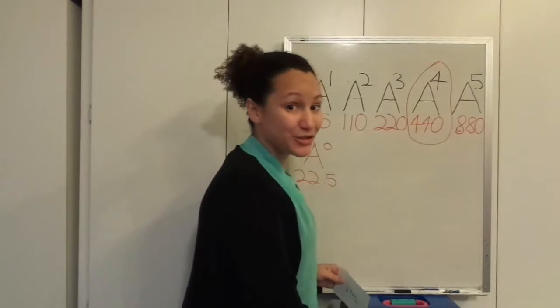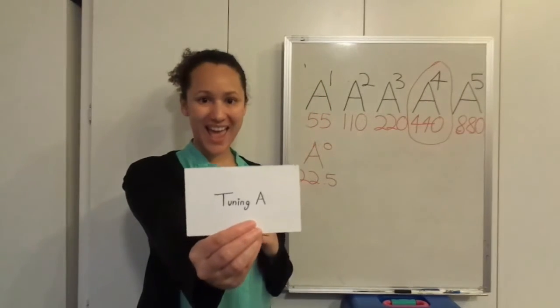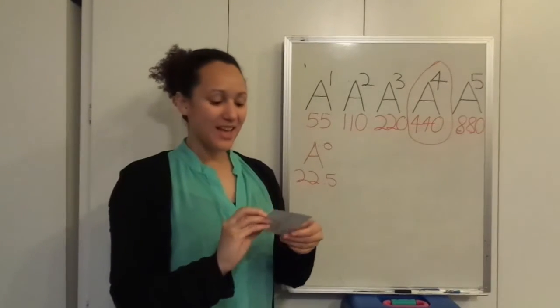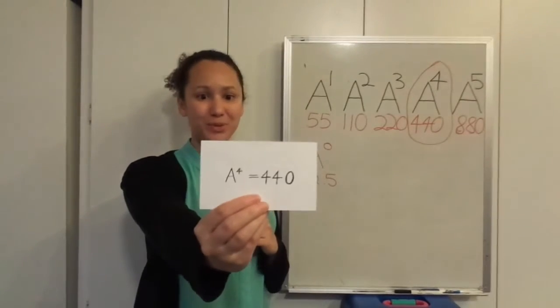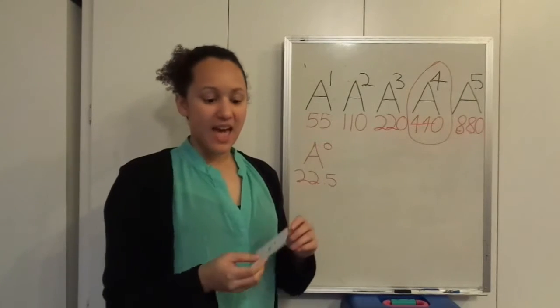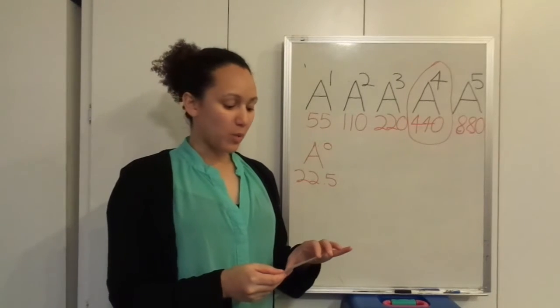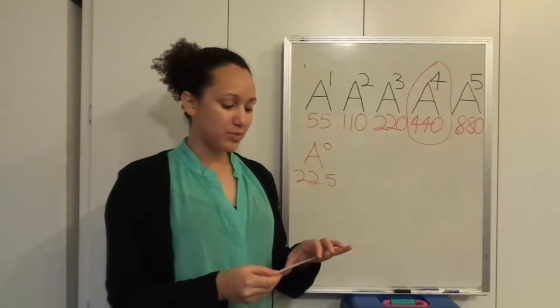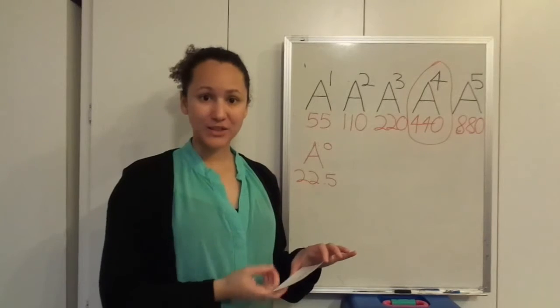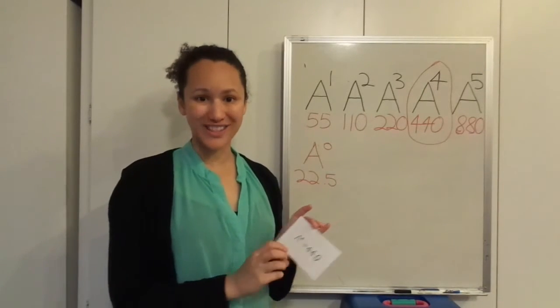Now, if you have flashcards, go ahead and take one out and write on it, tuning A. And on the back, go ahead and put A4, 440. And as you're practicing your music theory, you look at one side and read it, and then try to think of what the answer is before you flip it over. So you'll actually make flashcards out of these.